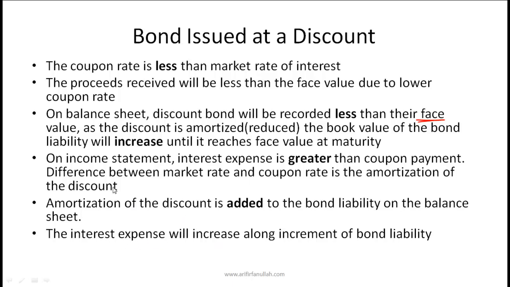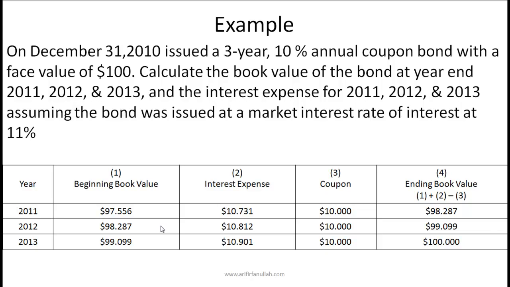Now I know that this might have been a little hard to follow, but let's look at this example, which will make the matter clear. Let's say that on December 31st, 2010, a company, company IFT, issued a 3-year 10% annual coupon bond with a face value of 100, and we want to calculate the book value of the bond at the end of 2011, 2012 and 2013, and we also want the expense for each one of these years.